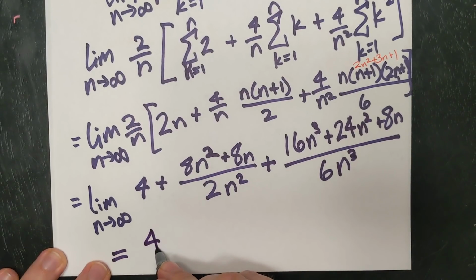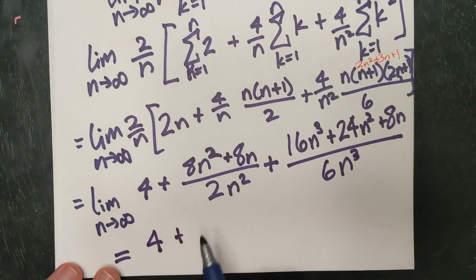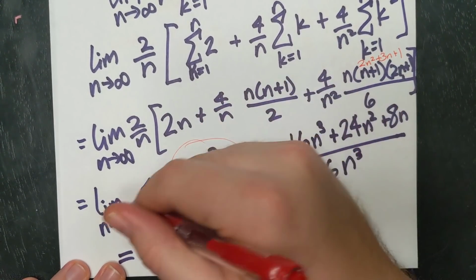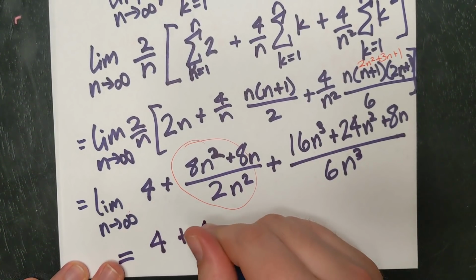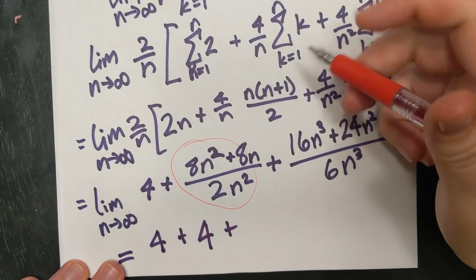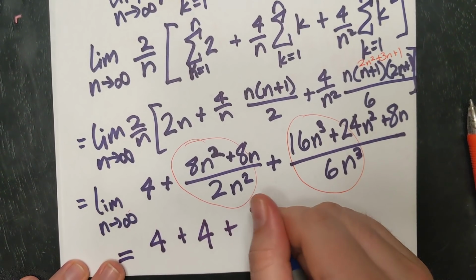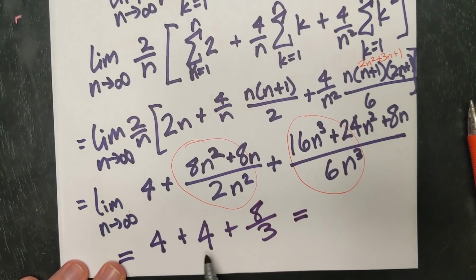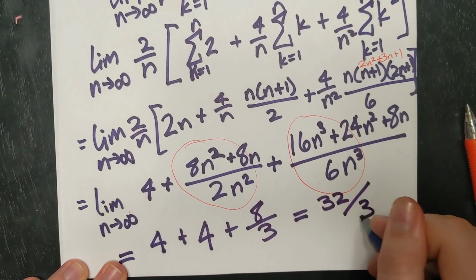This first piece is just 4 plus. This next piece, again, this is the rule we saw in the first video. Since you're going off to infinity, you just have to look at the highest term. So it's just 8 over 2, which is just 4. Plus here you just look at the coefficients of the highest power, 16 over 6, which is 8 over 3. Well, that's the same thing as 8 and 8/3. 8 is 24/3, so this is 32 over 3.